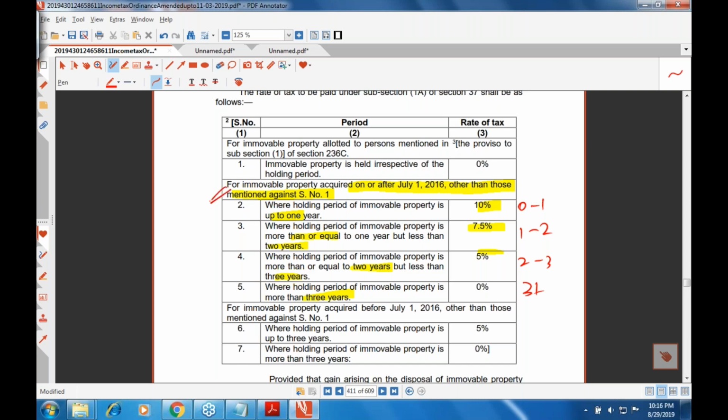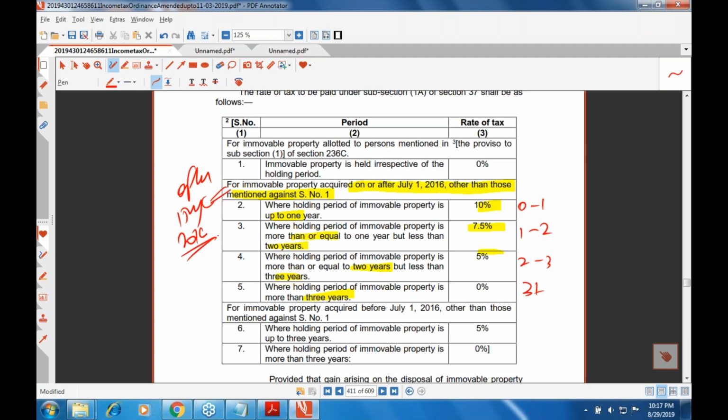It's for properties which are purchased after 1st July 2016. For properties purchased after 1st July 2016, this is the tax rate. So very simple. All you have to do is calculate the capital gain on disposal of the immovable property, and that capital gain is going to be taxed at this specific rate depending upon the holding period.